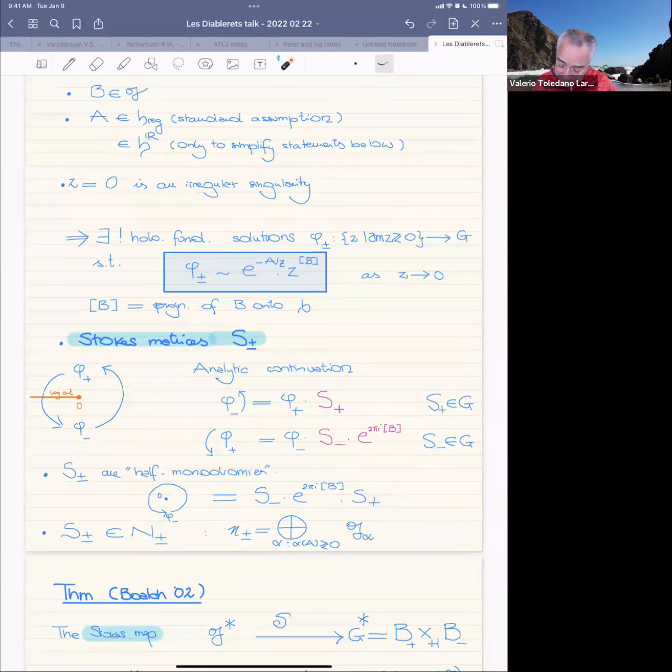And so these Stokes matrices S plus and S minus, you can think of them as half monodromies, in the sense that if I were to compute the full monodromy around 0 in the fundamental solution phi minus, I can compute it in two stages. I can compute first and second like this. The first step would give me S plus, and the second step would give me this. So the product of these Stokes matrices with this phase factor in the middle gives me the full monodromy.